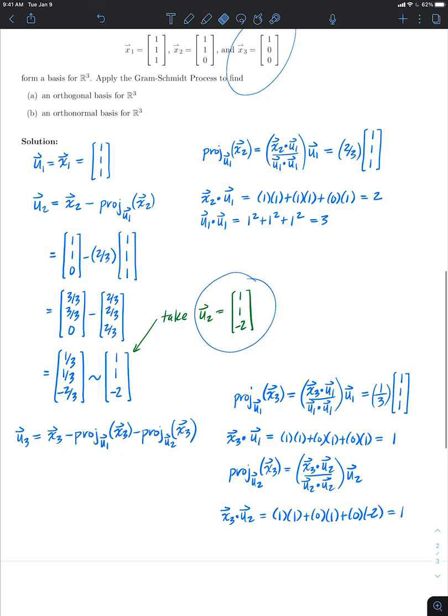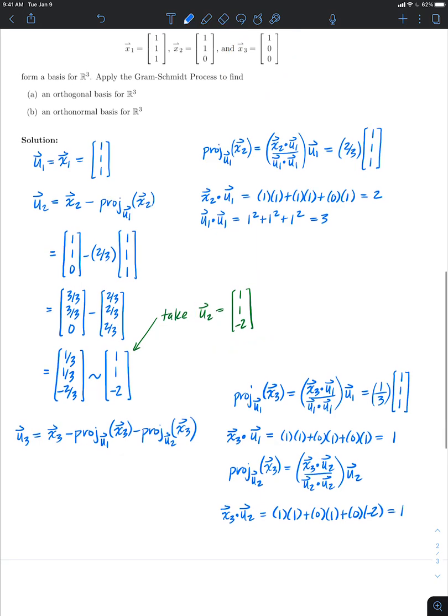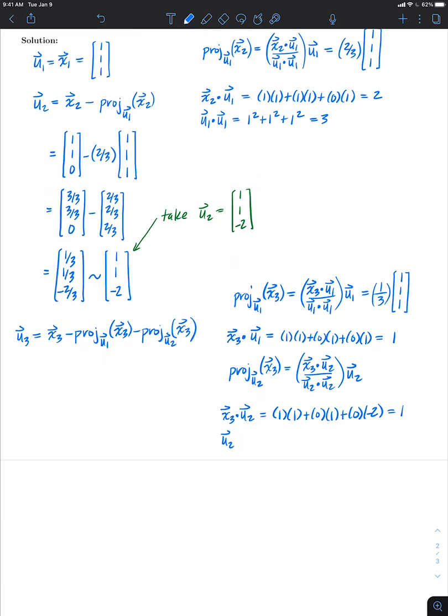Okay, so that's the dot product of x3 with u2, and then we're going to have to compute the dot product of u2 with itself. u2 is over here, so we're going to end up with 1 squared plus 1 squared plus negative 2 squared, and that adds up to 6. Okay, so that means this projection is really just 1/6 times u2, which is 1, 1, and negative 2. So we've almost computed u3.